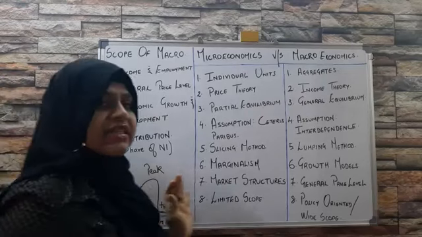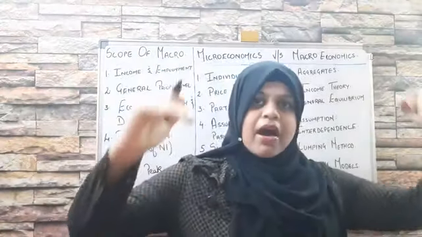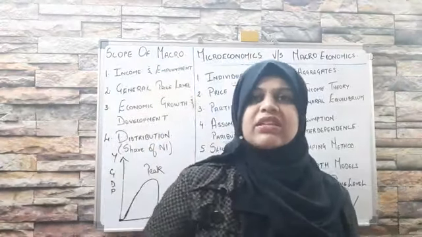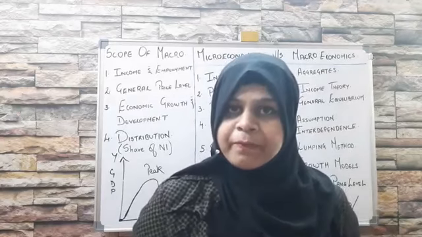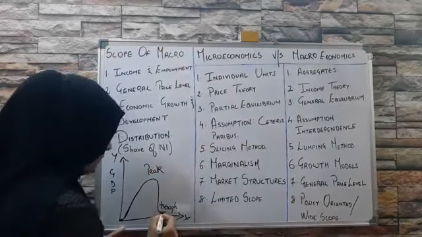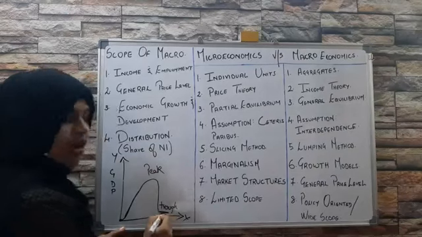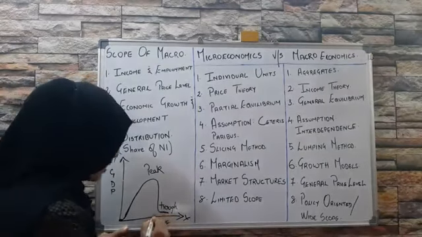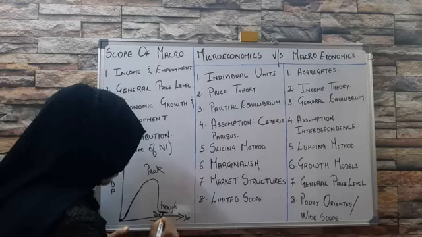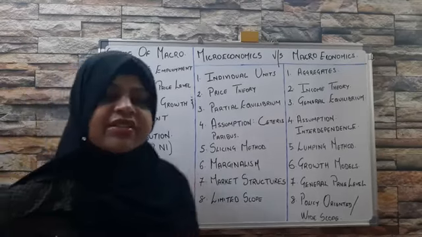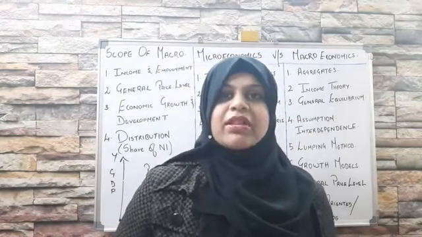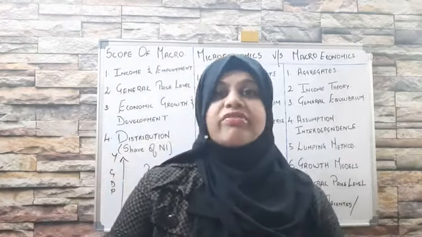Alright, this is the deepest part, the lowest a country's GDP could fall. This particular place on the graph leads to depression. The country is so much in trouble that it has entered a phase of depression.